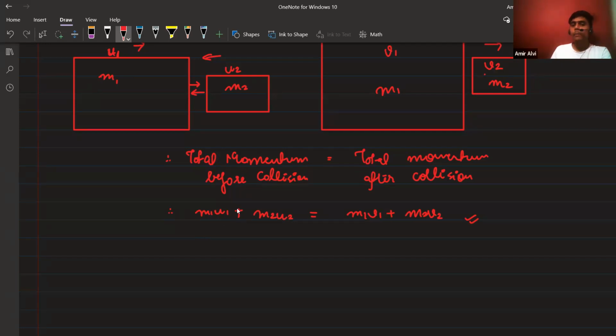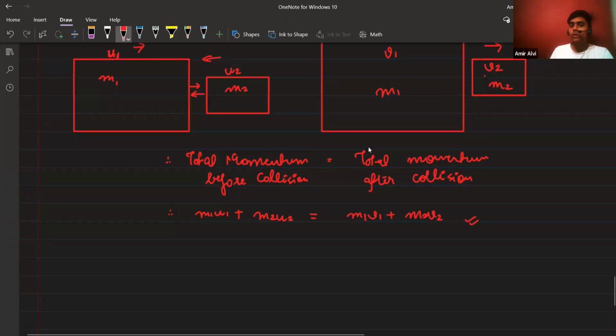Plus, now I'm saying total momentum. So car and truck are present in the scenario before the collision. The car was traveling at a speed of u2, and m2 will be the mass of the car. So the momentum equation will be m2 into u2. Equals sign is there.